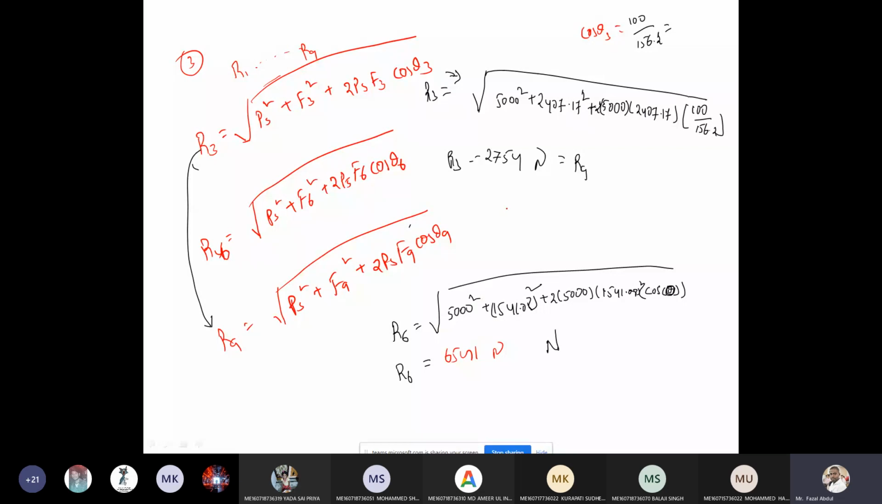Okay. So what I said, R3, R6, R9. If we calculate these three values, it is enough for our design consideration. Among these three values, the maximum value is what we need to consider for the design. So which one is the maximum value here? R3 and R9 have the same value we calculated, 2,754. Now the R6 value is 6,541. So the R6 value is the maximum value. So consider the R6 value for the design.